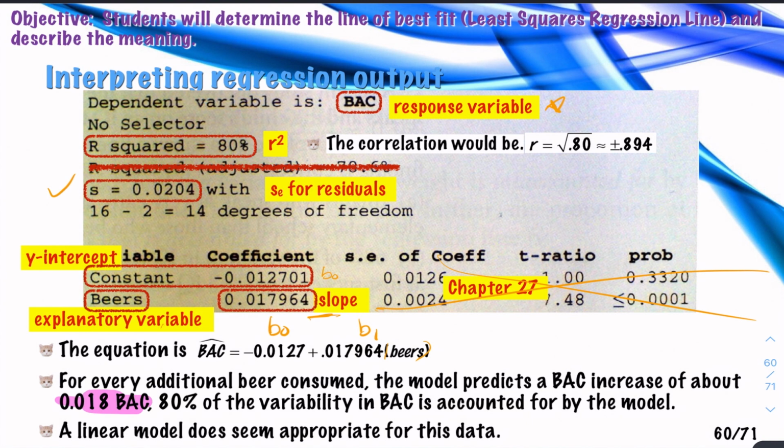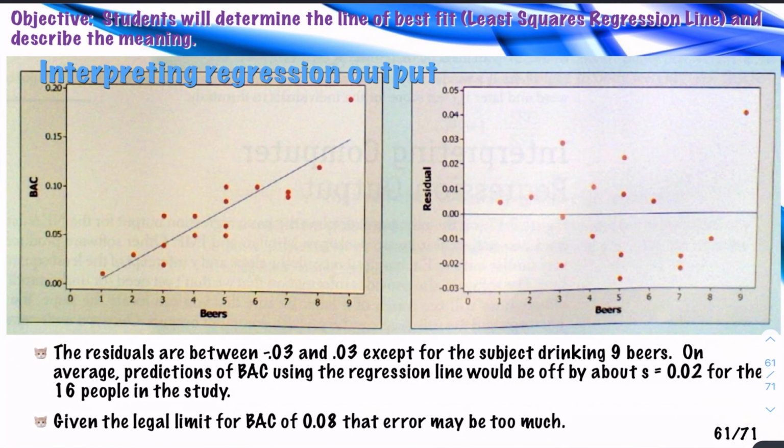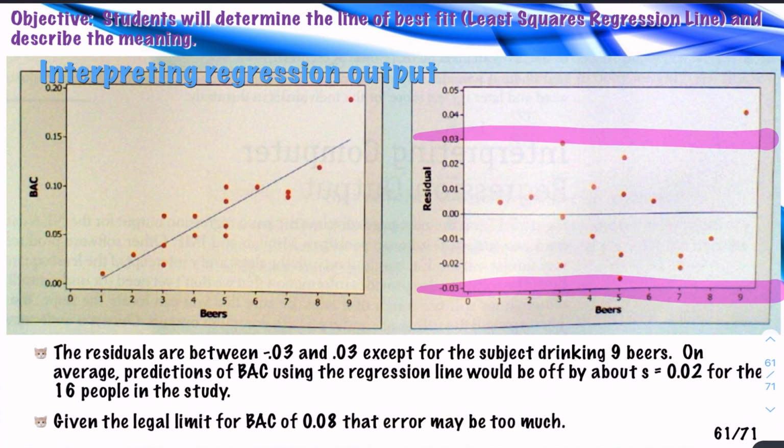Also, we were reporting out the R squared, so 80% of the variability in blood alcohol content is accounted for by the model. And then we would also finish out by saying a linear model does seem appropriate for this data. We can see that there's not a whole lot of sway from our standard deviation of our residuals. Also do note, the residuals are between -0.03 and 0.03, as I showed before. Here is where our residual plot is.